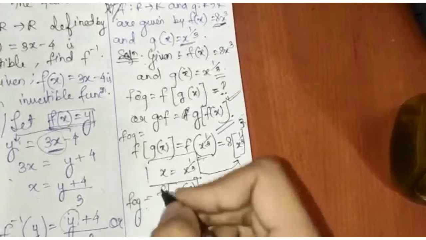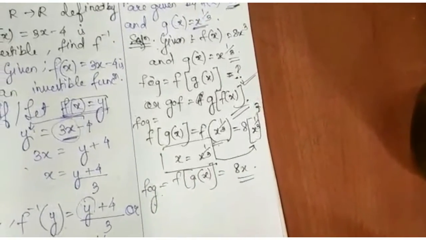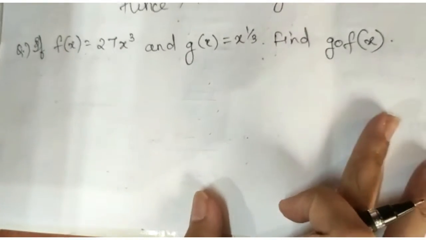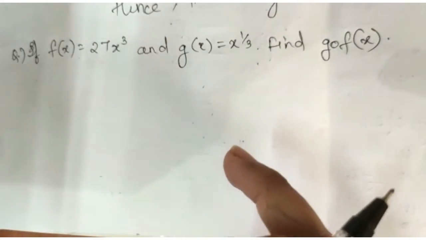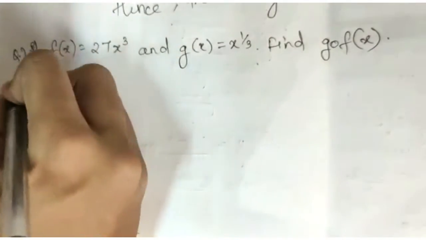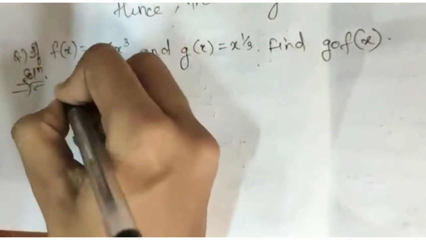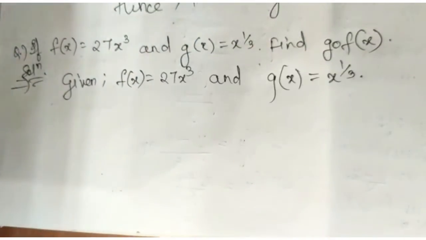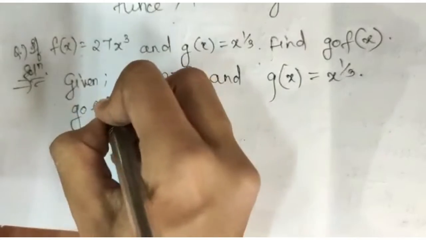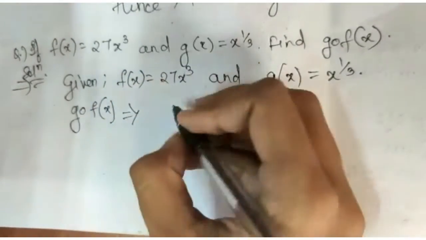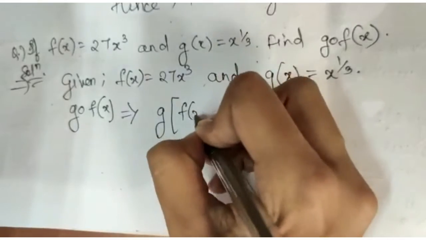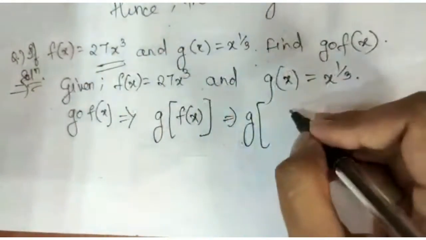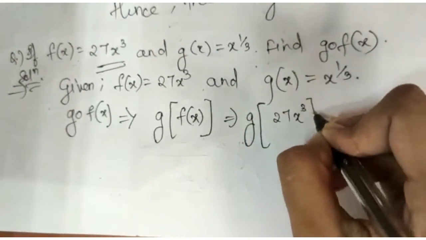So this is the entire sum. Now often most of the time you might find these questions a little bit tricky, so I am doing one more. So now here what is given to me, I am just writing the given functions. Now they have told you to find g of f of x. That means its notation will be g of f of x. Now see, g of what is your f of x? That is 27x cube. So I am just writing this.